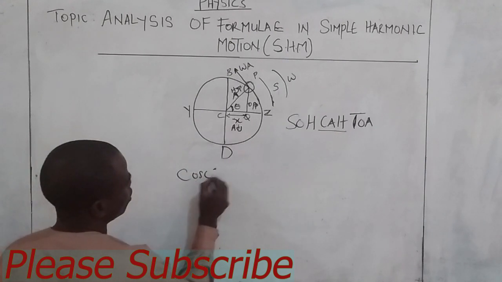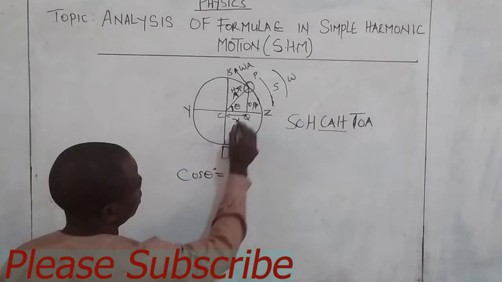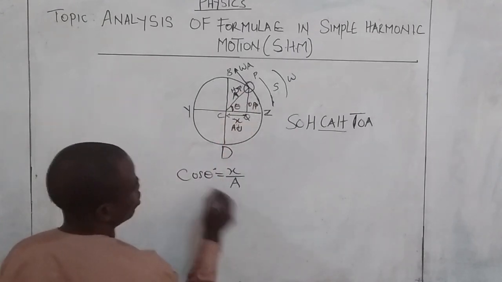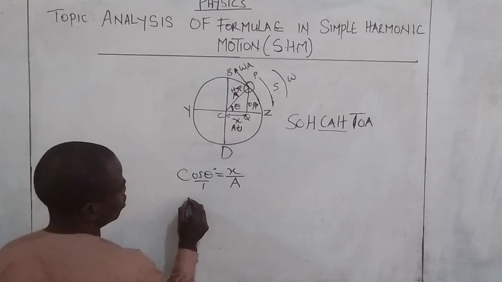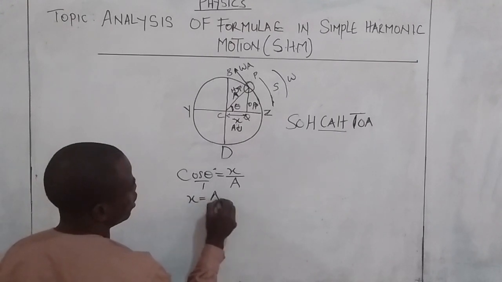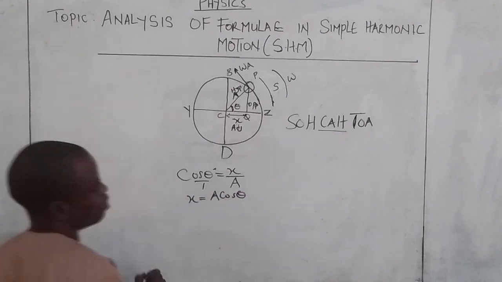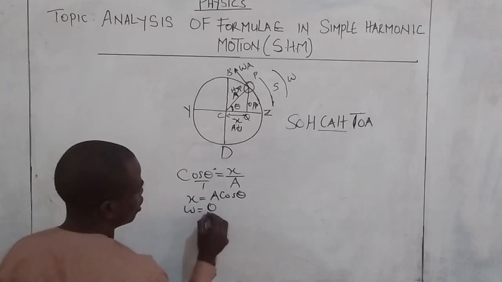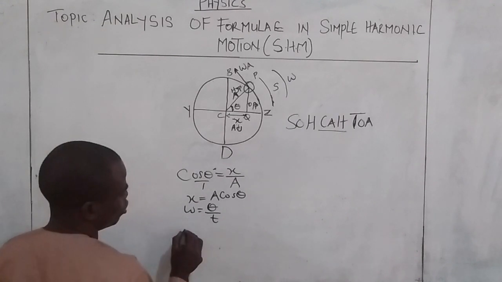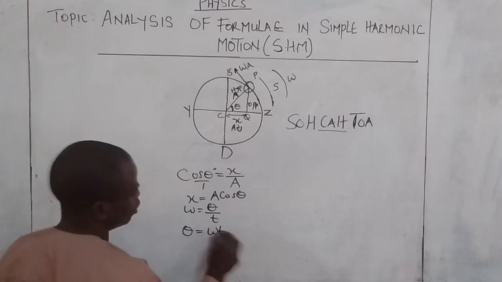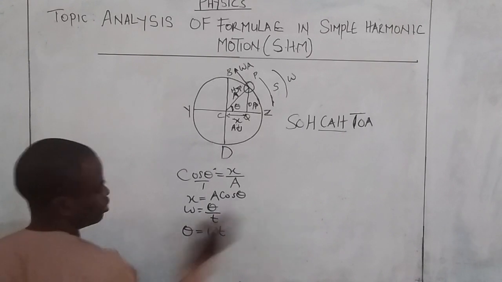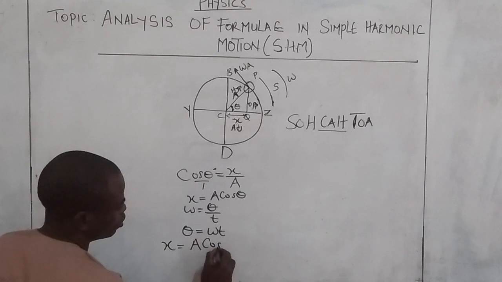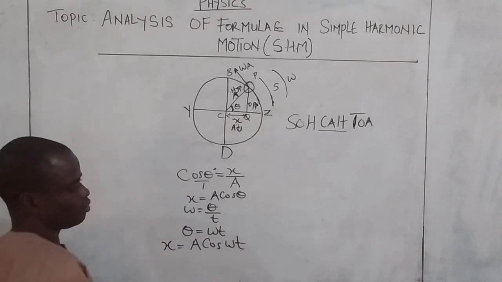Now, cos theta equals adjacent, standing for x, over hypotenuse A. Cross multiply, which is x equals A cos theta. Don't forget our w equals theta over t. We cross multiply: theta equals wt. We replace it back into theta. x equals A cos wt.